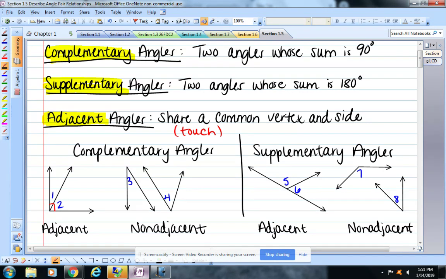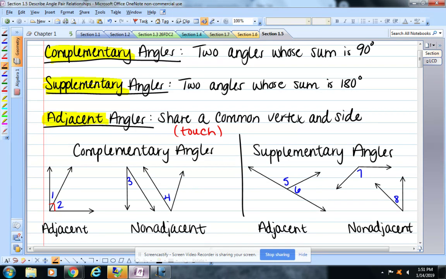The next one is supplementary. Two angles that add to make 180 degrees. What's special about a 180-degree angle? It's a straight line, right? So in other words, they are a linear pair. If two lines or two angles are supplementary, they are also known as a linear pair. They make a straight line.